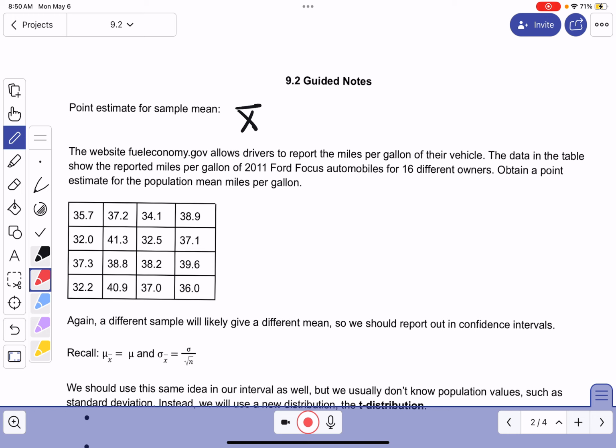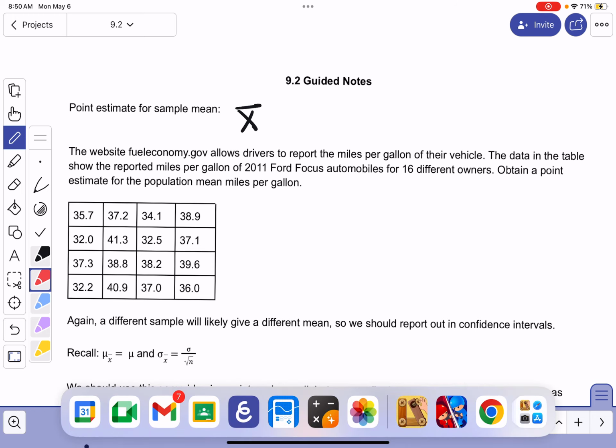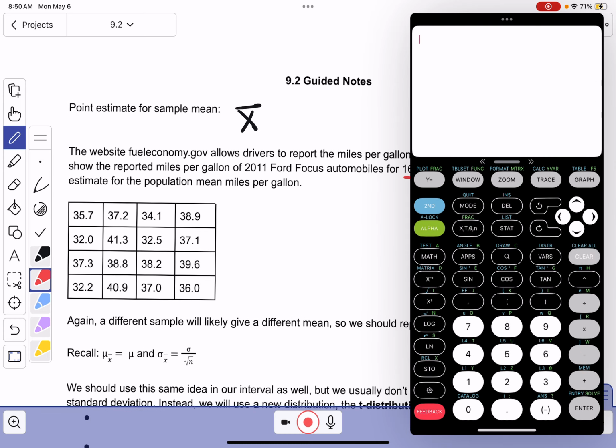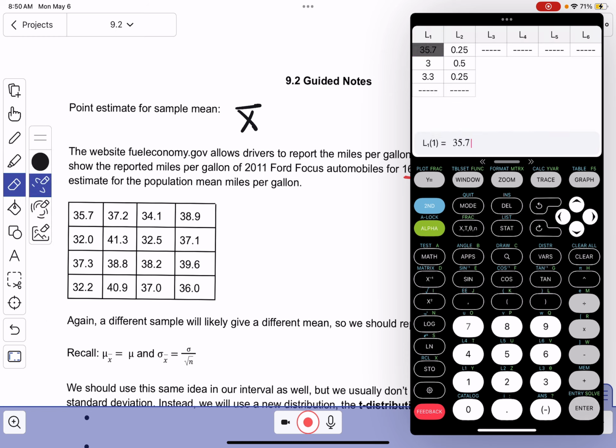The website fueleconomy.gov allows drivers to report the miles per gallon of their vehicle. The data in the table shows the reported miles per gallon for 16 owners. Obtain a point estimate. So we could add them all up and divide by 16, or we hit stat, edit, and type them in here. So we have 35.7.